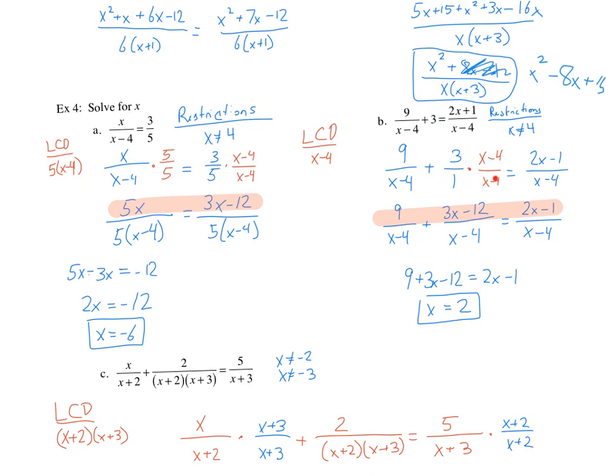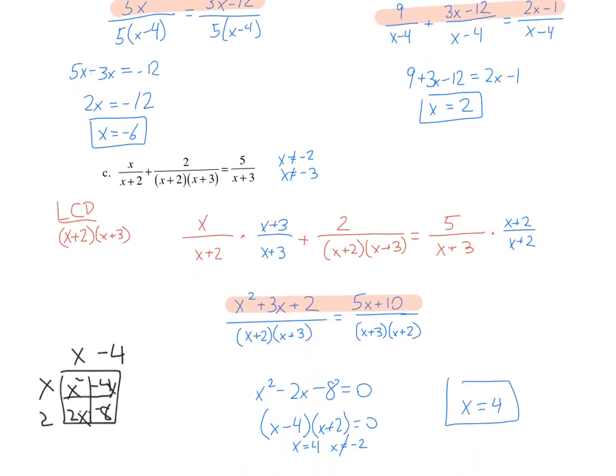Here, remember, 3 equals 3 over 1. So this is the only one that's missing an x minus 4 here. So we're going to multiply that out. 9 plus 3x minus 12 equals 2x minus 1. Since all those denominators are equal, I can just set the numerators equal. Solving this for x, I get x equals 2. So subtract 2x, giving me x on this side equals -3. I'm going to add 3 to this side, so 3 minus 1 is 2.